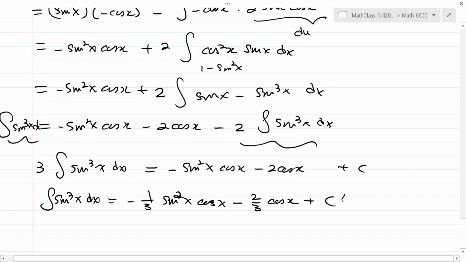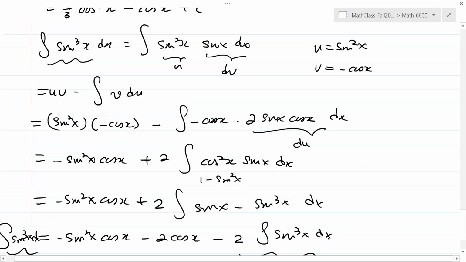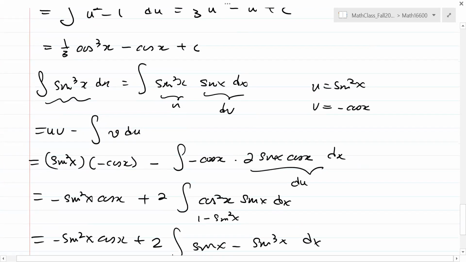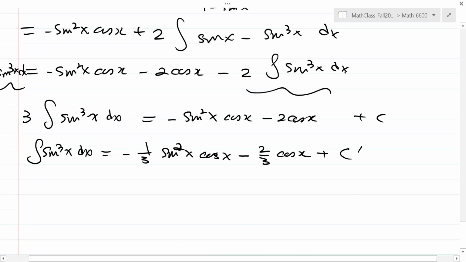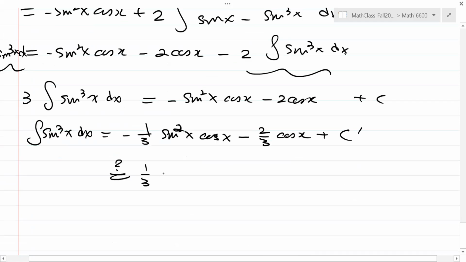But can we change this to the previous answer? Yes, right? The one we got before is positive 1/3 cosine cube x minus cosine x. So the question is whether they match, with another constant. You think about it. The answer is yes. All you have to do is change your sine square x to 1 minus cosine square x. Then you're done.